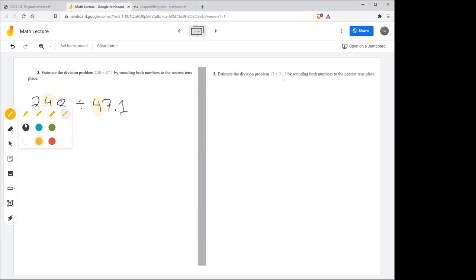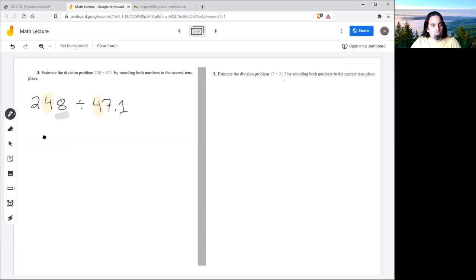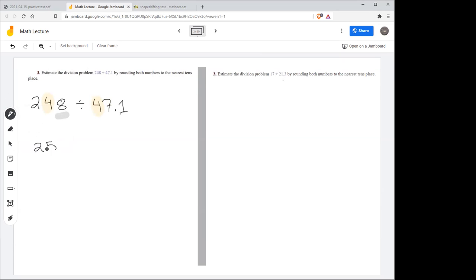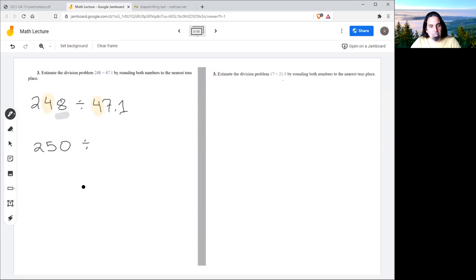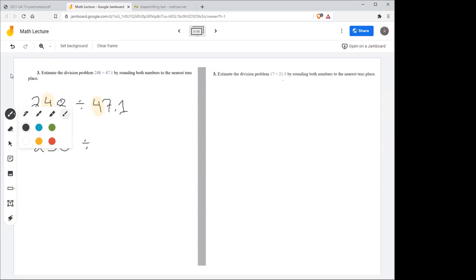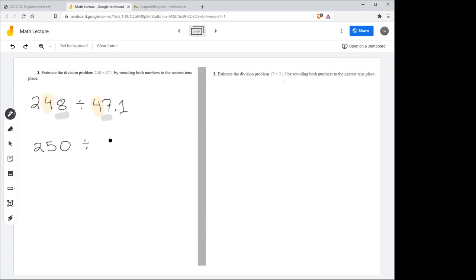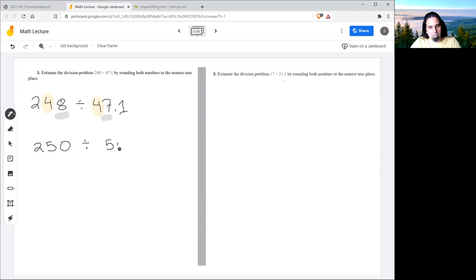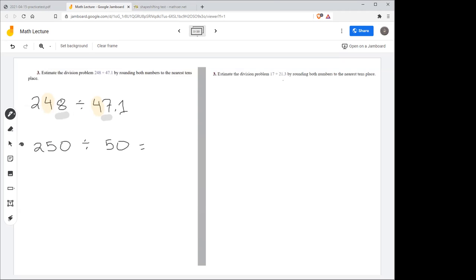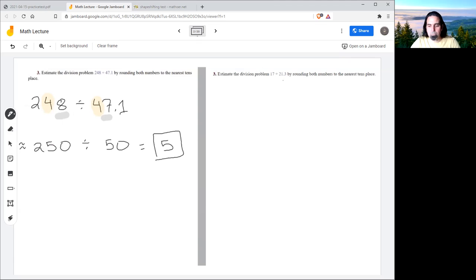The 8 is larger than 6. Therefore, the 248 becomes 250. Well, the 8 is 5 or more, sorry. And then the 7 is 5 or more, so it becomes 50. So we're roughly 250 divided by 50. So I have $2.50. How many 50 cents can I make out of that? 5. Ta-da. Thank you.